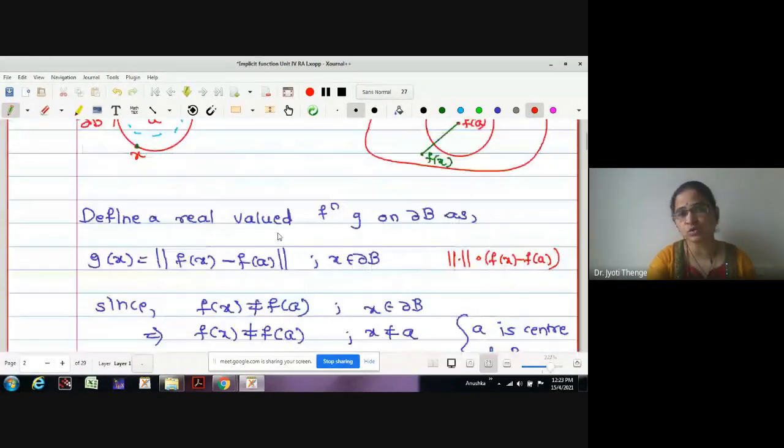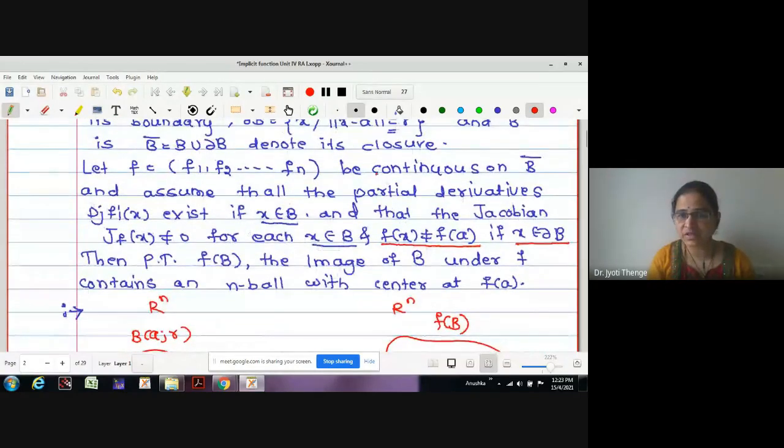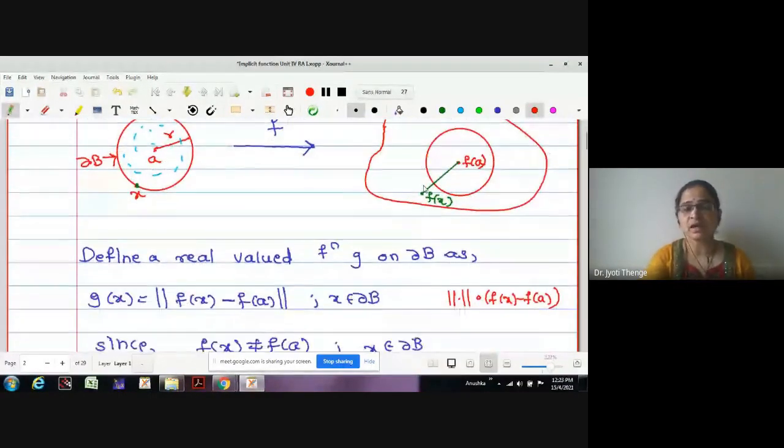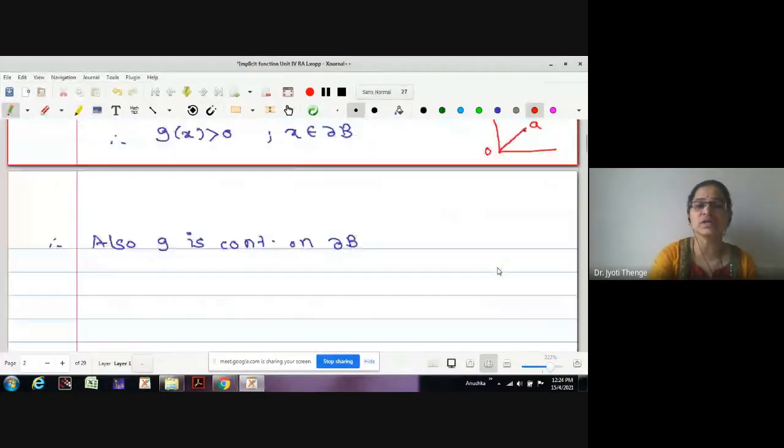What is f given to us? f is given to be continuous. Then what about f(x) minus f(a)? It is just a translation of the original function, therefore this function is also continuous. What about norm? We know norm is always a continuous function. Then what about the composition of two continuous functions? The composition of two continuous functions is a continuous function.